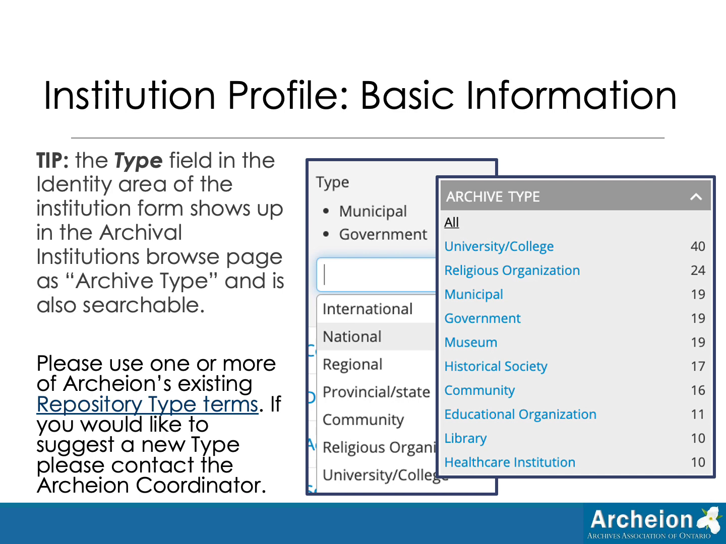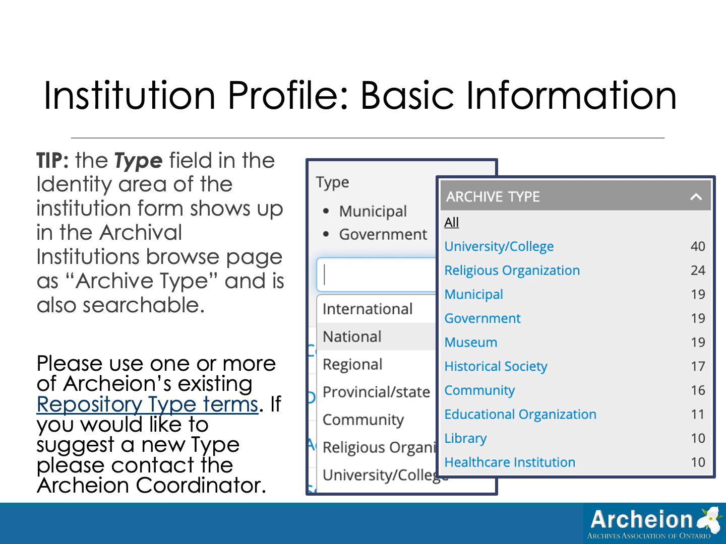So for example, if someone using Archeion is looking for all religious archives in Archeion, they could click on the religious organization link in the archive type list and access all of the religious organization archives who are identified in Archeion. And I've linked to this example in the slide deck notes.